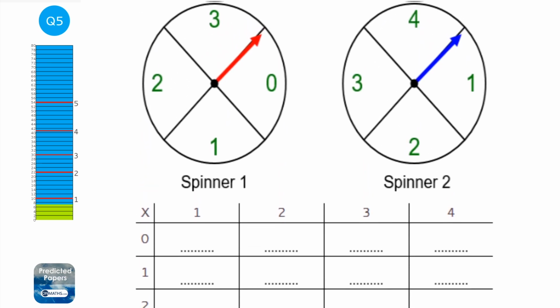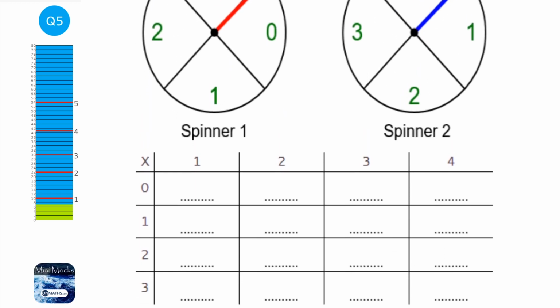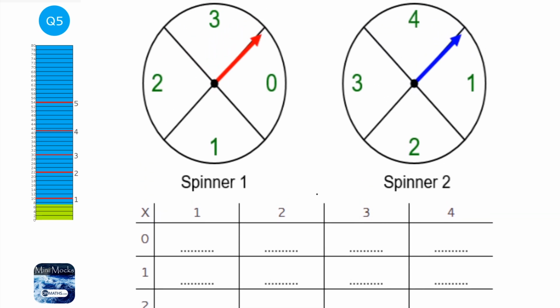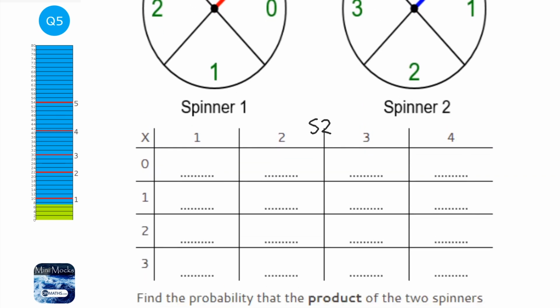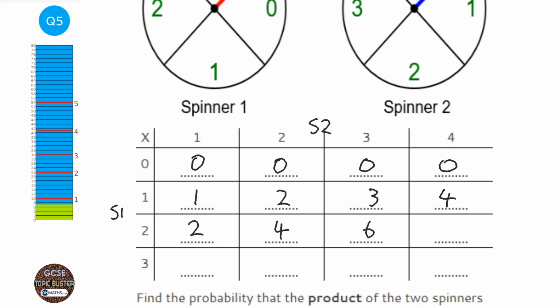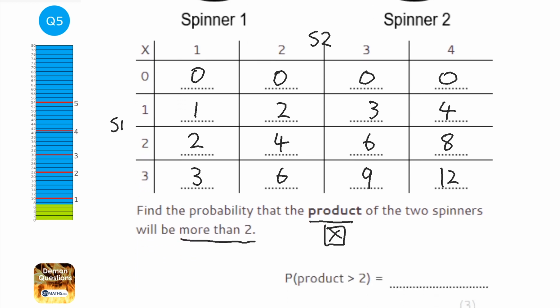So we're first of all going to do a sample space diagram for this. We've got the numbers from spinner 2 up here and the numbers from spinner 1 here. But instead of writing down the combinations, we're just going to write down the answers to the product. So we're going to do 1 times 0, 0, in fact anything times 0 is 0. Then we're going to do 1 times 1, 1 times 2, 1 times 3, 1 times 4, 2 times 1, 2 times 2, 2 times 3, 2 times 4, and 3 times 1, 3 times 2, 3 times 3, and 3 times 4. So these are all our possible answers when we spin these 2 spinners.